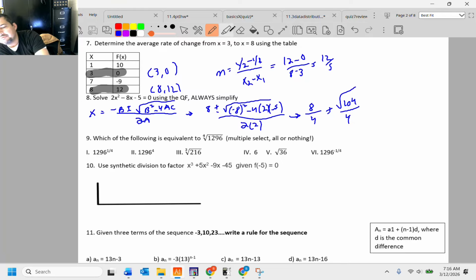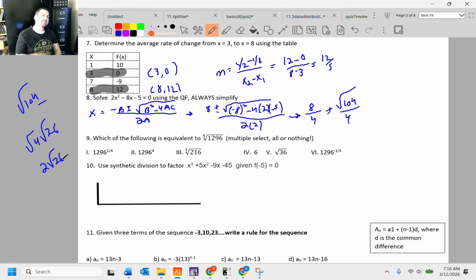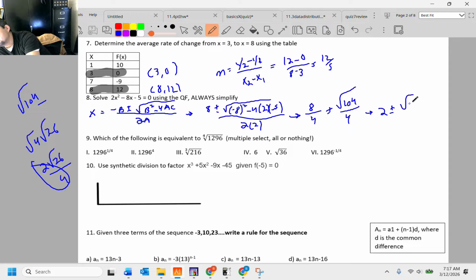Now, root of 104 is divisible by 4. No surprise. It's going to be root 4, root 26, which is 2 root 26. 26's factors are 2 and 13, so she's done. Both her factors are primes. 8 over 4 reduces to 2. Let's think about this guy sitting over 4. The 2 over 4 reduces. Root 26 sitting pretty over 2.